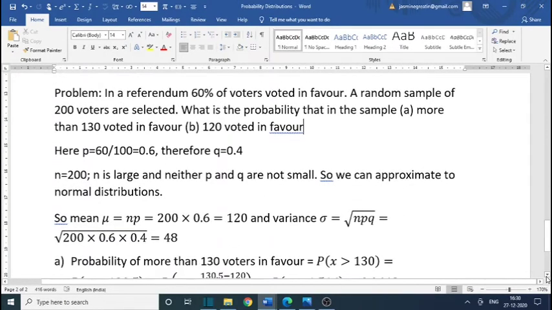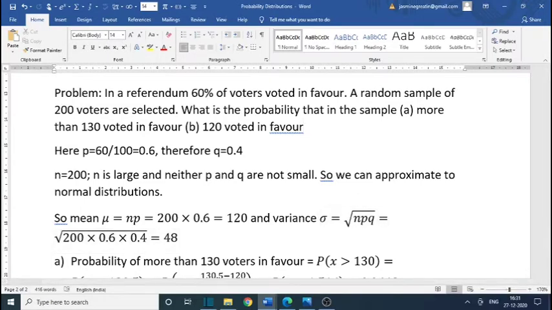So in the normal distribution, mean is equal to mu, which is equal to NP, which is equal to 200 into 0.6, which is equal to 120, and variance sigma square is equal to npq, which is equal to 200 into p is 0.6, q is 0.4. So the answer is 48. 200 into 0.6, 120, 120 into 0.4, it's 48.